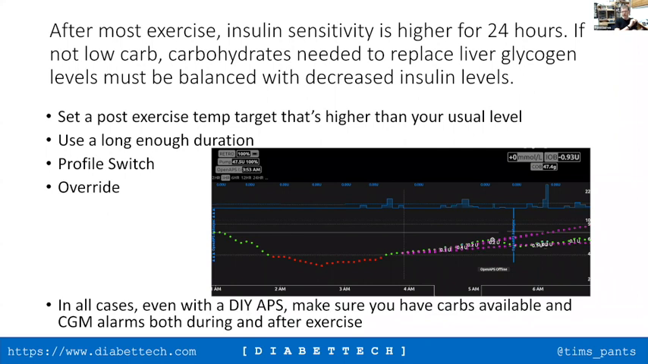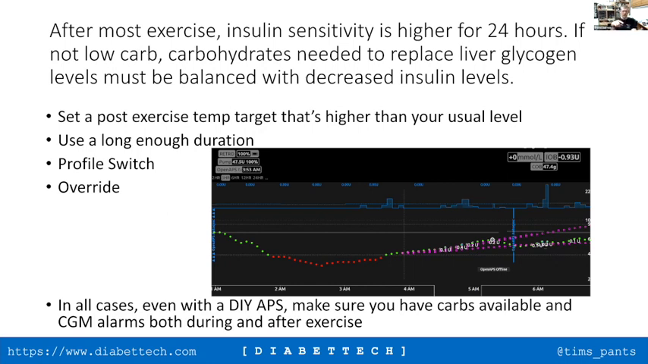So I run that temp target from at least an hour beforehand, and I cancel the temp target when I finish the exercise. For some exercise, I'll run a profile switch to change my sensitivity, but that I will leave running for later. So that's what Tim was talking about.